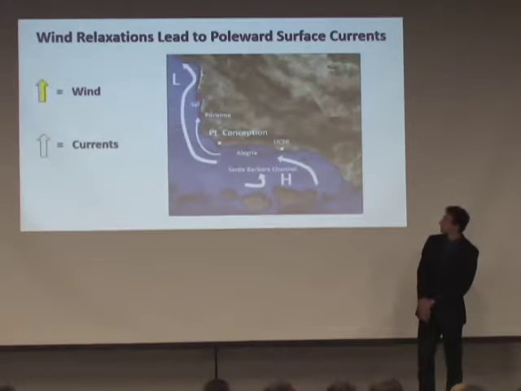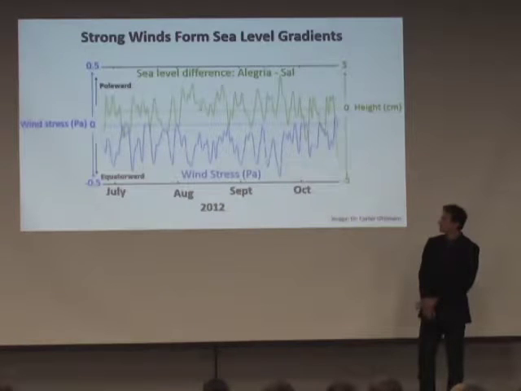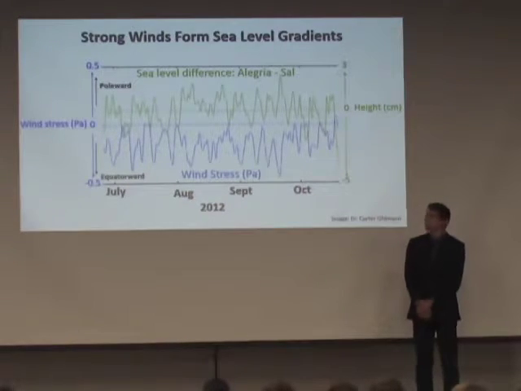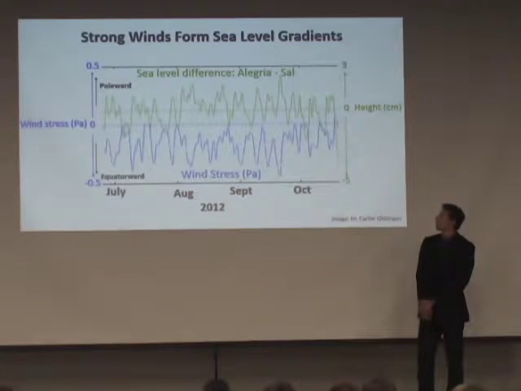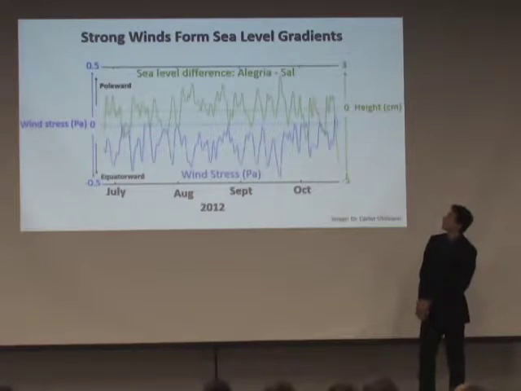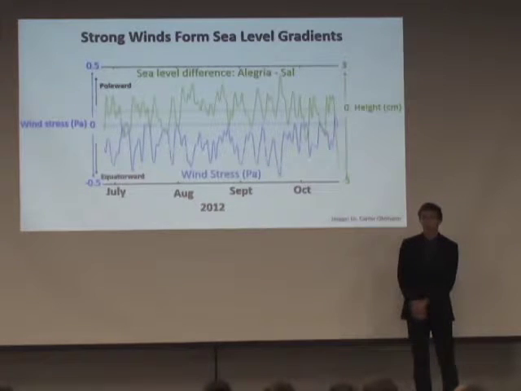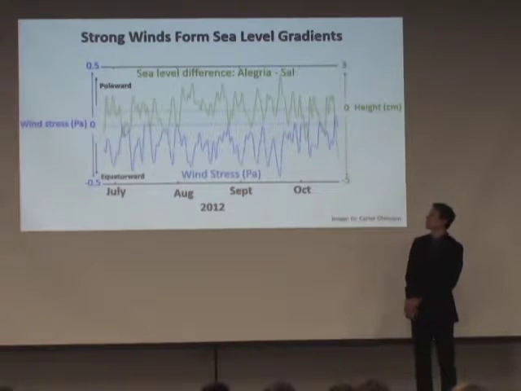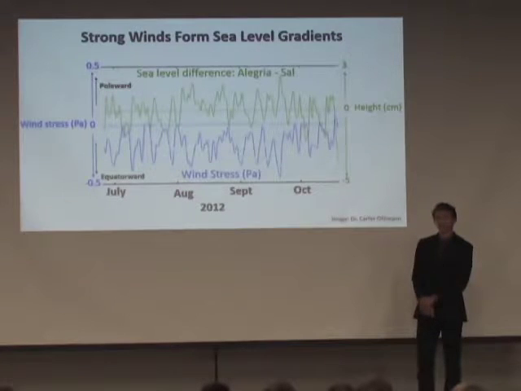Now, let's take a look at this a little bit further. Here are two graphs superimposed on each other and plotted against time. In blue is the wind stress, which is a measure of how much force the wind puts on the ocean per square meter, where positive values indicate poleward winds and negative values correspond with equatorward winds. In green is a graph of the sea level difference between Alegria and Sal. Alegria is located in the Santa Barbara Channel and is higher than Sal, which is located in the north. So a positive sea level difference means that Alegria is higher than Sal.